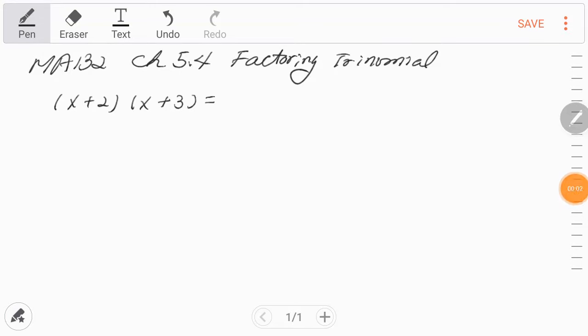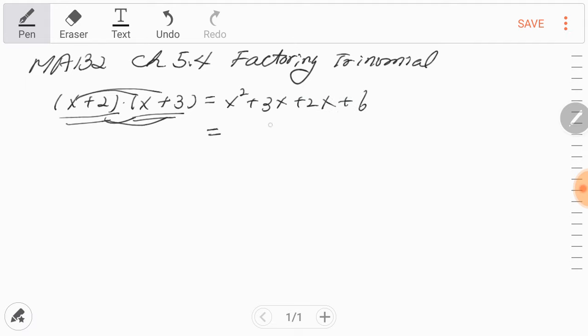Okay, this section is about factoring trinomials. Before we learn factoring trinomials, let's check this. Let's distribute this product of these two binomials. Using the FOIL method, this is x squared plus 3x plus 2x plus 6. Then we can combine the like terms: x squared plus 5x plus 6.